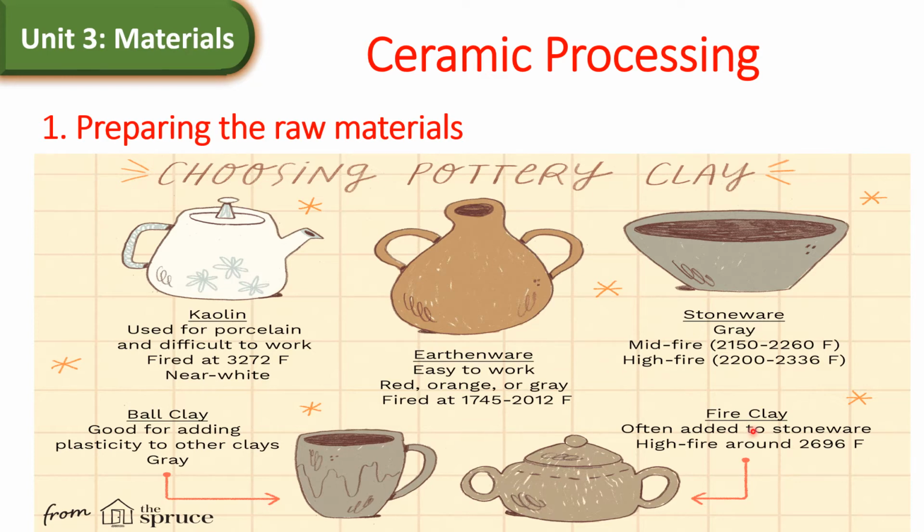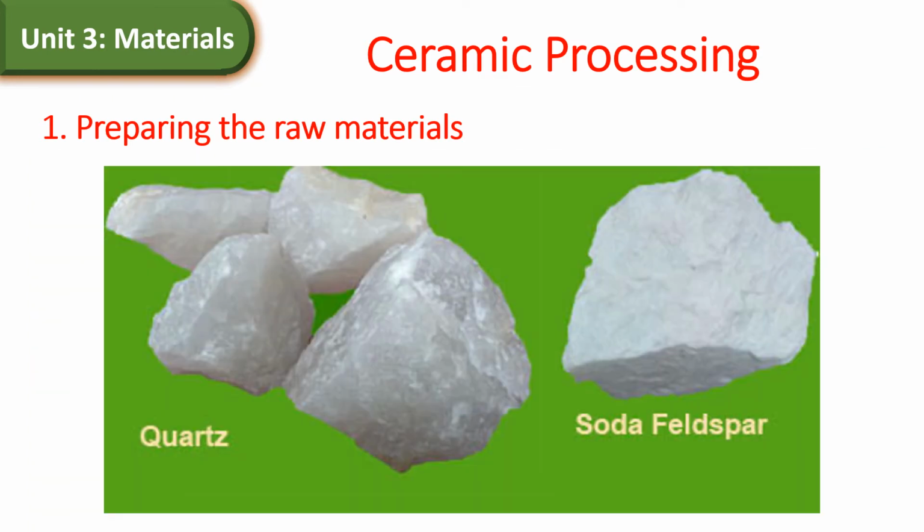Then you also have, for example, your fire clay and your ball clay, which require higher degrees of temperature in order for them to solidify or to be made into a better material. There are also other materials such as your quartz and your feldspar. Feldspar is used to give your ceramic a glossy appearance, and quartz is used to harden or strengthen your ceramics.